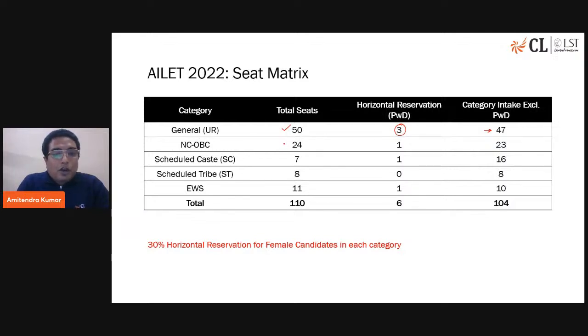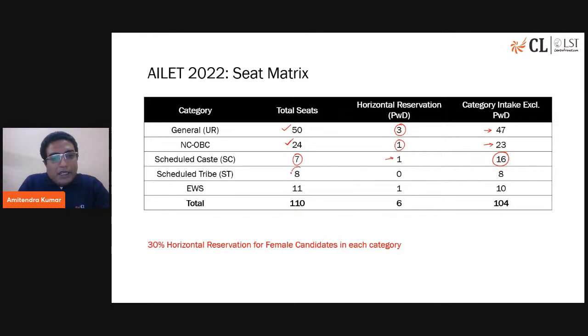Similarly, in case of non-creamy layer of OBC, you need to understand you have to be under non-creamy layer if you want to avail the benefit of the reservation. There are a total of 24 seats in the category, out of which one will be part of the horizontal reservation and goes to PWD category, leaving around 23 seats in this category. For the scheduled caste, there are a total of 7 seats. One goes for PWD and a total of 16 within the category remains.